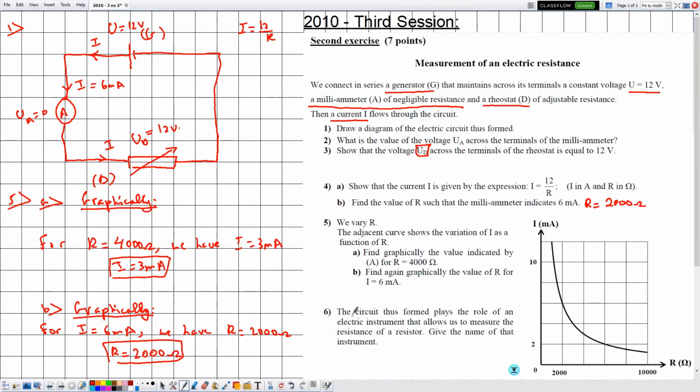Now in part 6, they are telling me the circuit thus formed plays the role of an electric instrument that allows to measure the resistance of a resistor. Give the name of that instrument, and we know that the name of this instrument is given by the ohm meter.